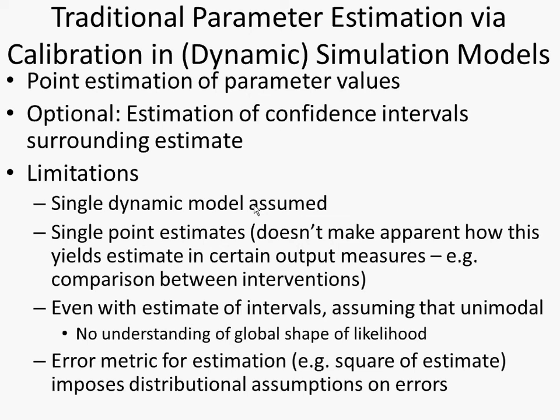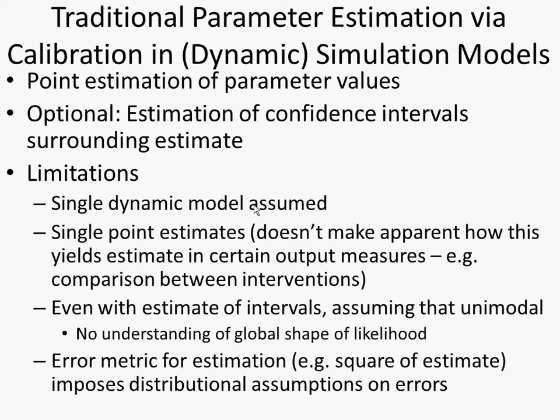Maybe it's a best estimate for that parameter value, but if the model's nonlinear, the best estimate for the outcome may be different from what you get by running this nonlinear model with the best estimate for the parameter. Even if you have confidence intervals, you're often assuming it's unimodal, that it's right around some single peak. And there are some technical assumptions that go on with this.